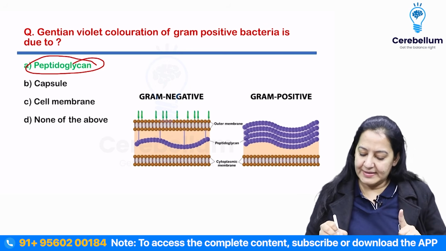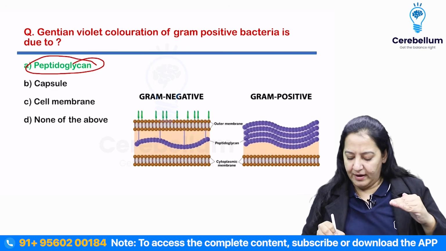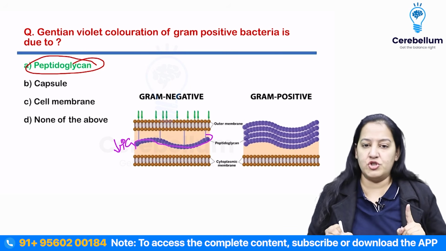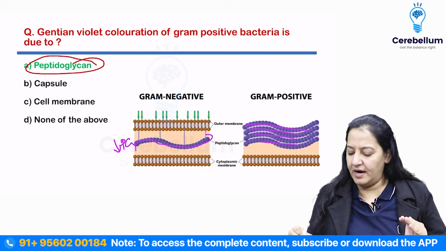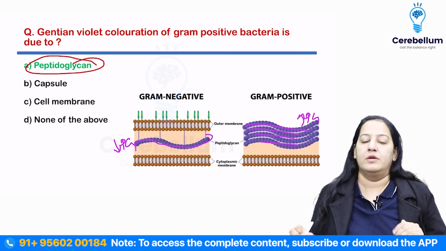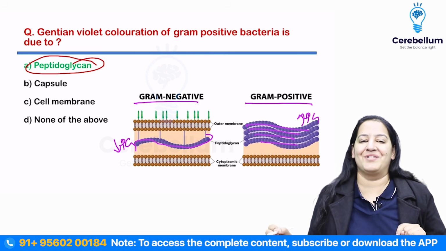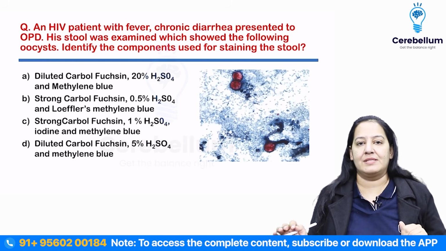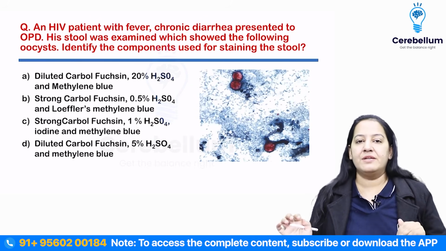Here in the diagram, the purple color is the peptidoglycan content. Here a very small amount of peptidoglycan is shown, and in this bacterium an abundant amount is shown. So this is gram negative, and this is gram positive. It's the peptidoglycan content of the cell wall that makes the difference. Got my point?